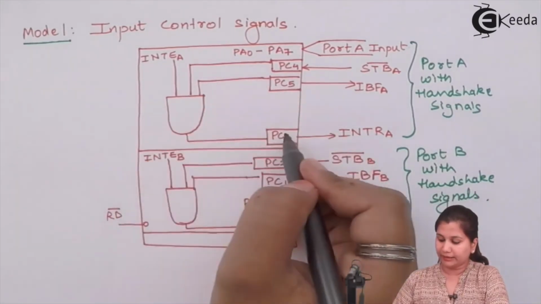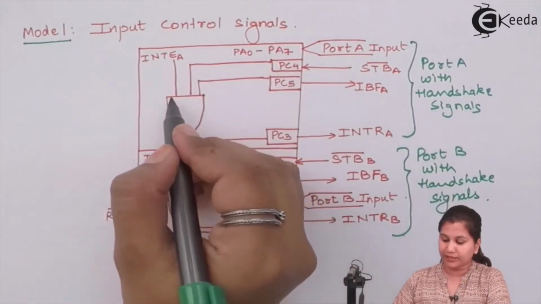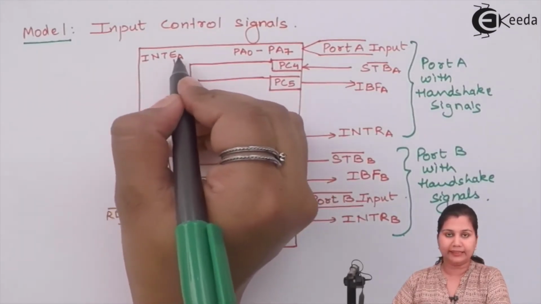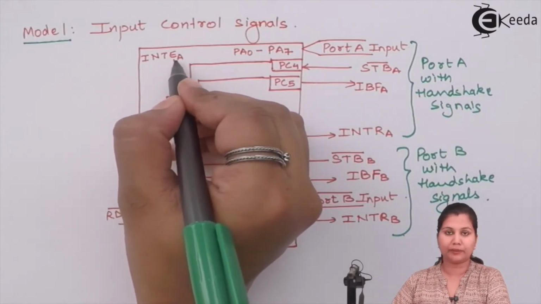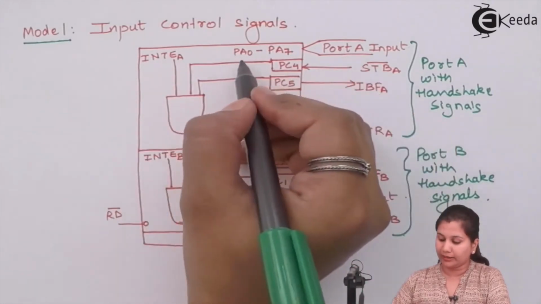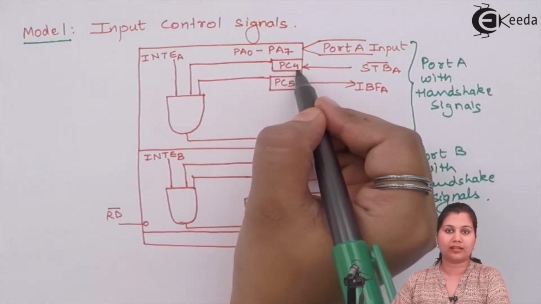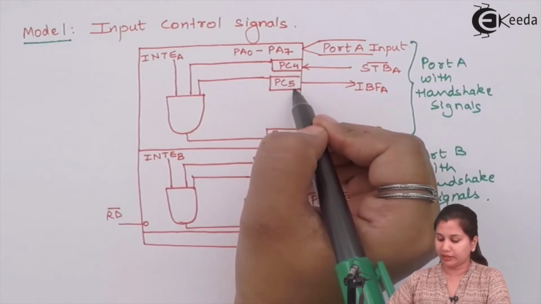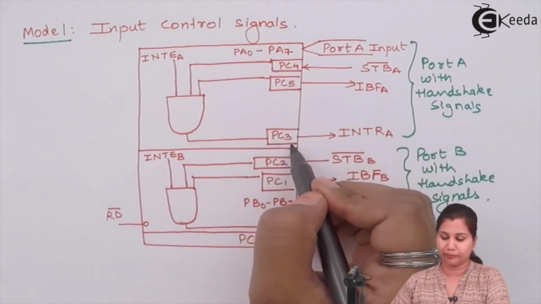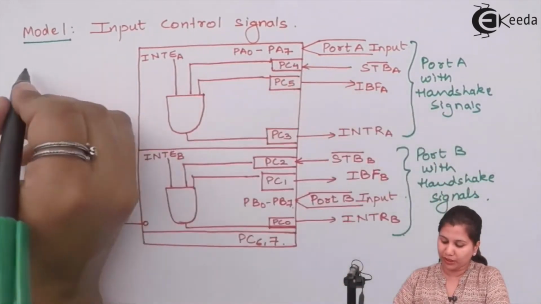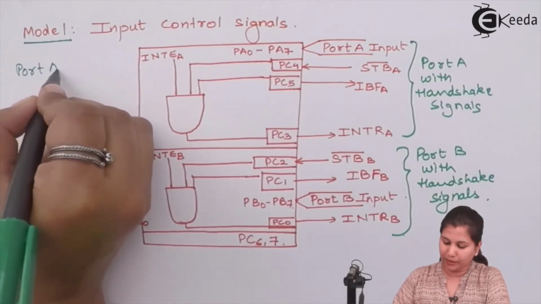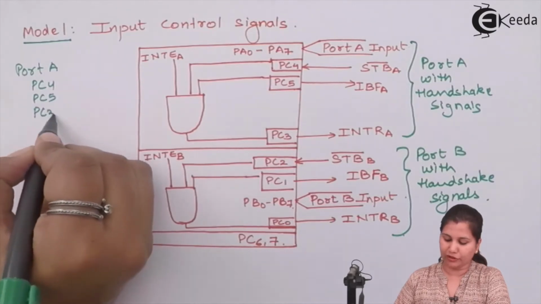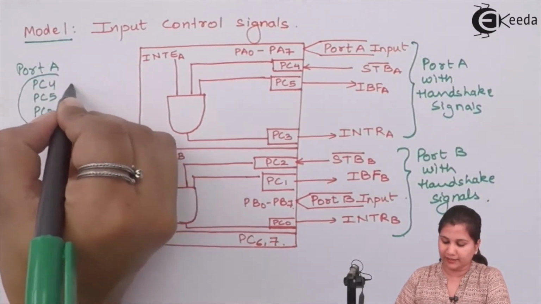Now you can see that in the upper part we have this AND gate, and it has the inputs INTE A, where A is a subscript for port A. Then we have PC4, which is the port C fourth bit, this is port C fifth bit, and this is port C third bit. So port A is using PC4, PC5 and PC3 for generating the handshake signals.